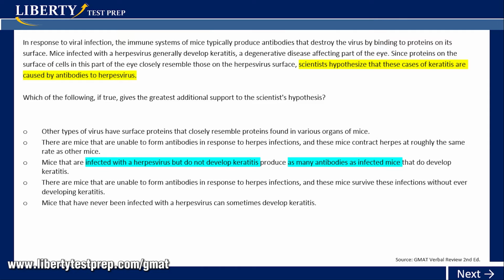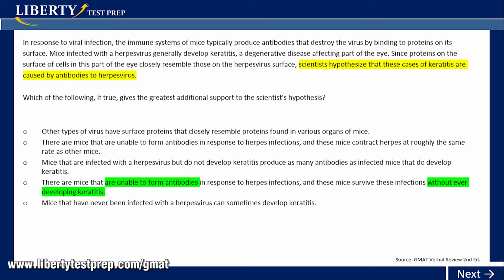The third one, mice that are infected with a herpes virus but do not develop keratitis produce as many antibodies as infected mice. The same thing. So they're telling us that we have antibodies, but in this case, these mice have no keratitis, which goes against the causal relationship we were trying to support. That one's out.